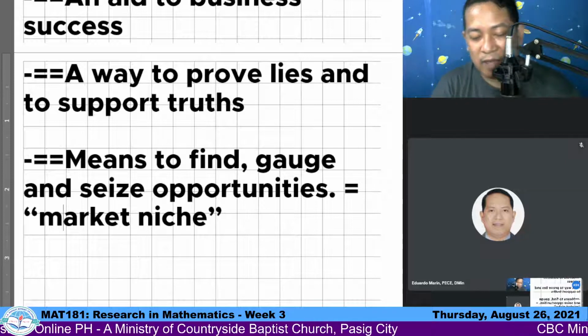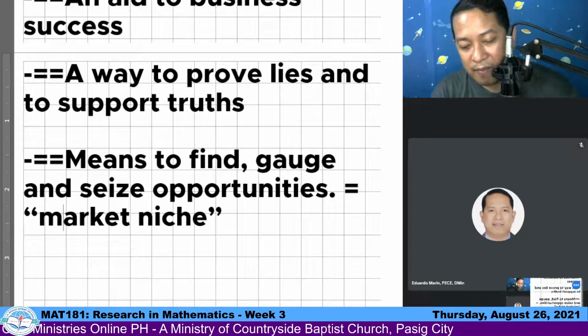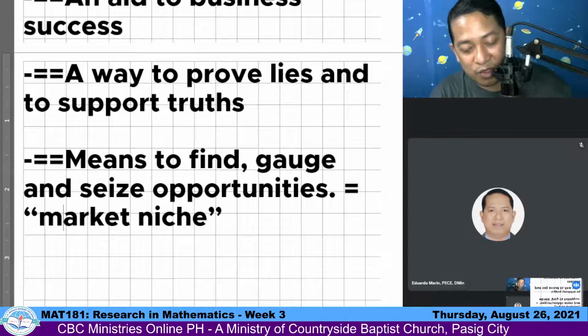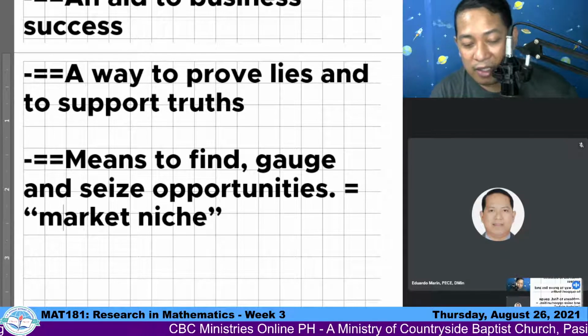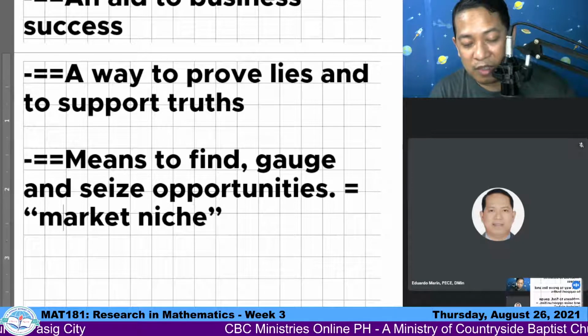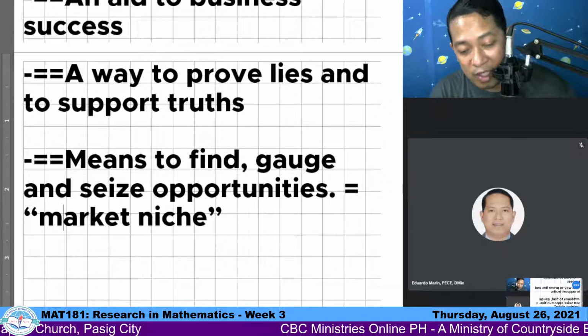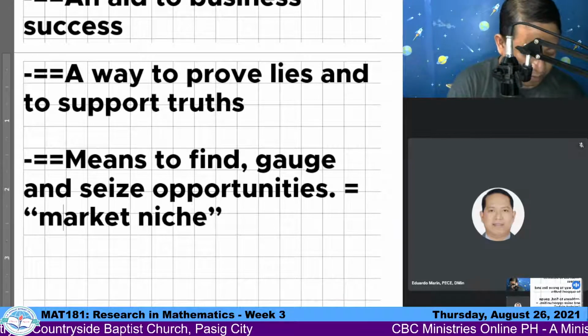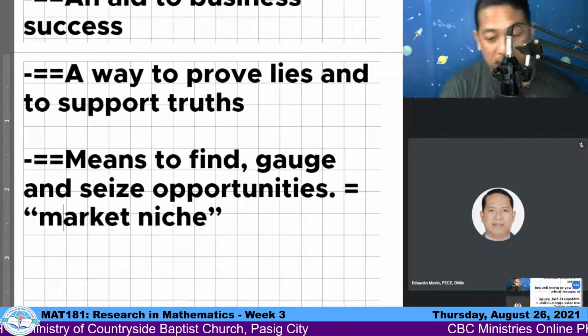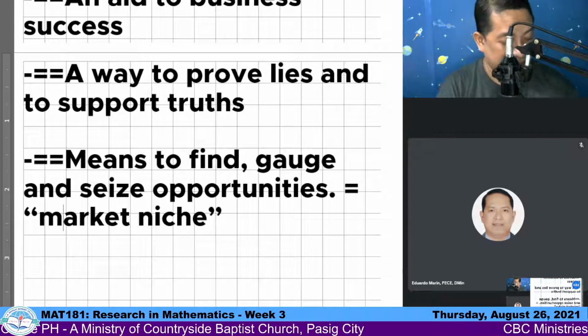So all in all, I have a couple of scholarships, and that is to seize opportunity. It's part of my research, because other students don't want to engage in this. That's the problem there.